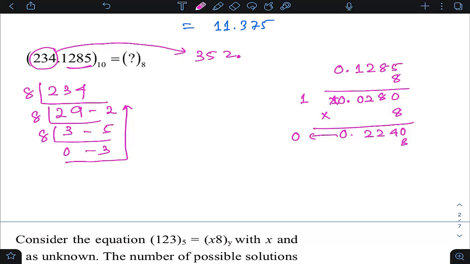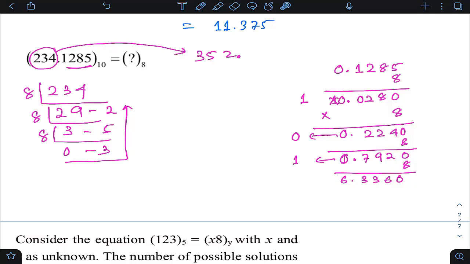If you multiply 0.2240 by 8 with a calculator, it comes as 1.7920. As I said, in every iteration we will be getting a number. So this one I'm writing here, and you take this as 0. Then again you multiply by 8, and you get 6.3360. Again the integer part is 6.